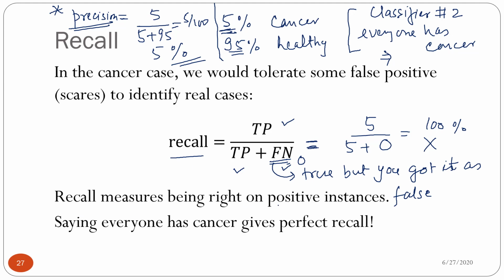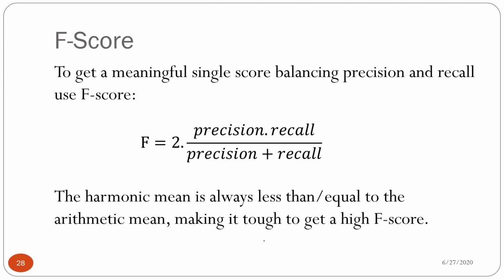so recall measures being right on positive instances. Saying everything has cancer gives a perfect recall. We established that, right? 100% we got that when we are saying that everyone has cancer. Okay, now a good news is that we have a score or a measure which is based on the precision and recall. So this in fact is a harmonic mean of precision and recall, which is more tight. So for that reason, very often people report their F score rather than reporting the recall or the precision.